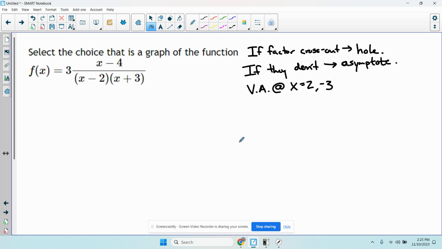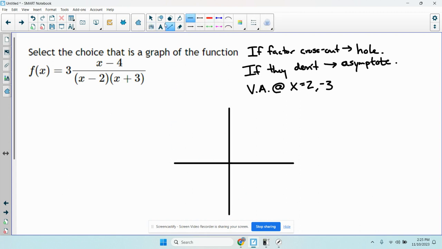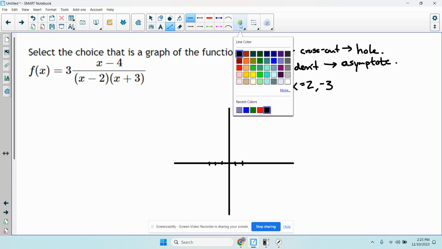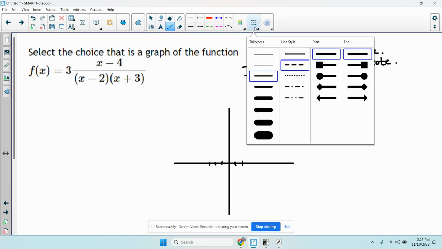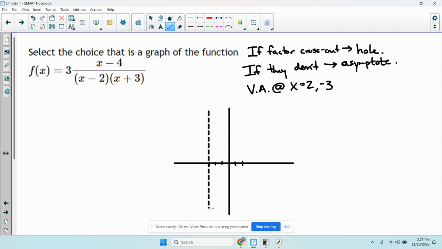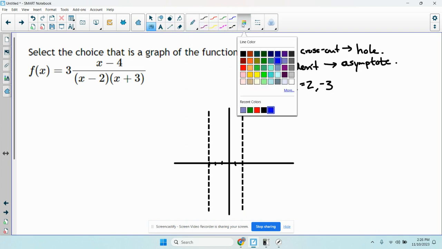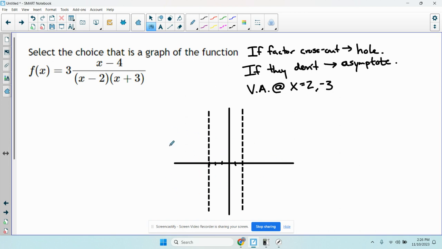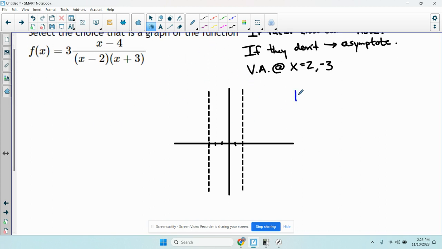Okay. So if I were to graph this, let's see here. There's one. There's the other. Now we have to figure out what the graph looks like between and on either side. So the next logical step would be to figure out what the horizontal asymptotes are. Let's see if I can find a place to put this. I'll squeeze it over here. Horizontal asymptotes.